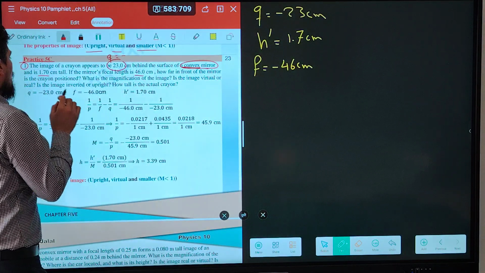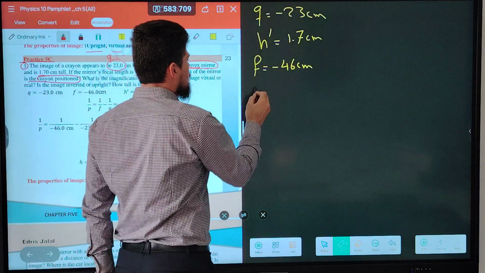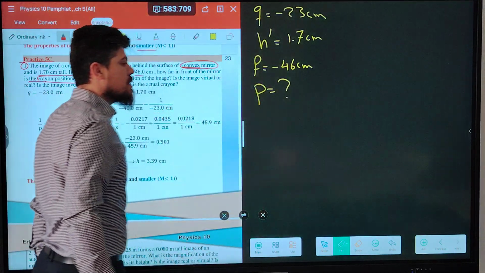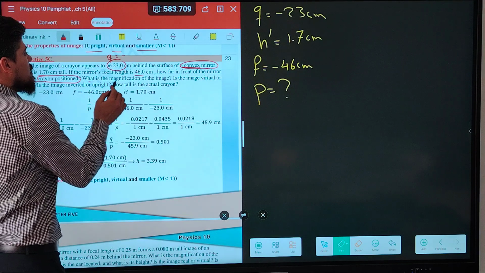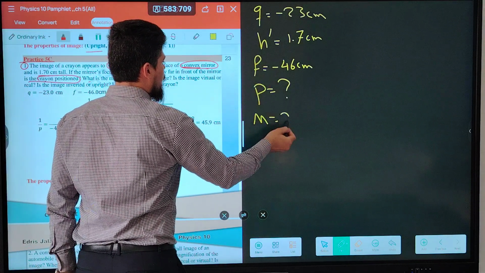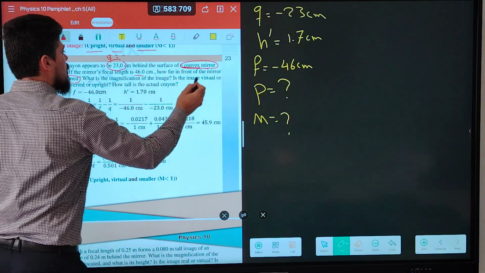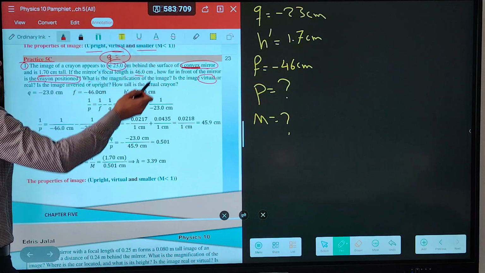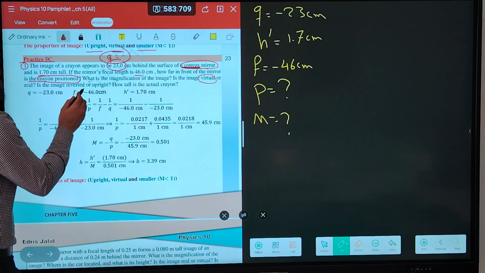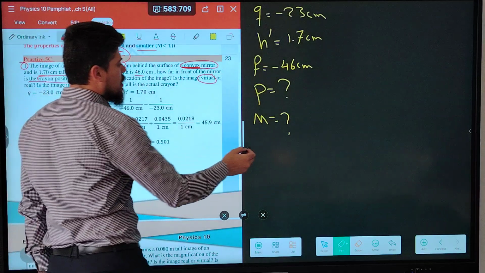How far in front of the mirror is the crayon positioned? Crayon means the object distance, P. The object's position is unknown. P, the object distance. What is the magnification? M. And is the image virtual or real? The image is virtual. Why? Because we have a convex mirror. The image is negative Q, located behind. Is the image inverted or upright? It should be upright. How tall is the actual crayon?